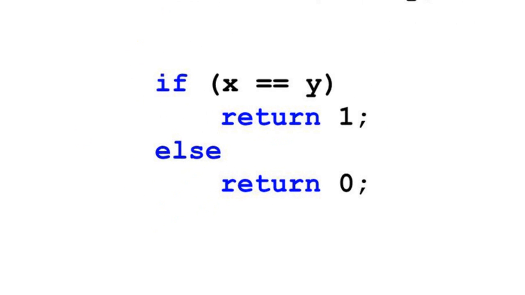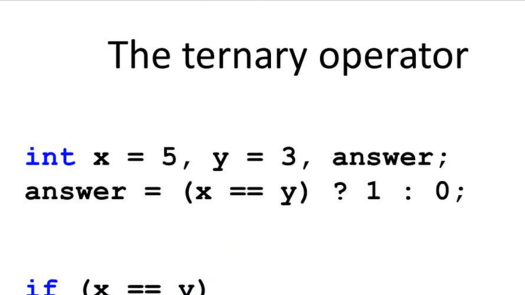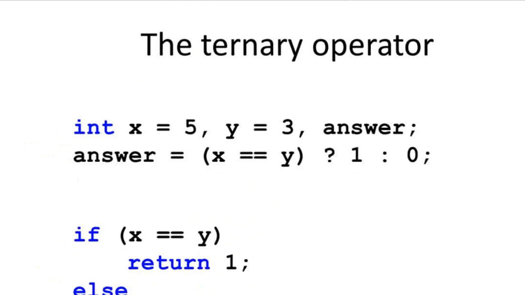Unlike the full if statement, which can contain blocks of code within either the if result or the else result area, the ternary operator simply returns a value depending upon the condition.